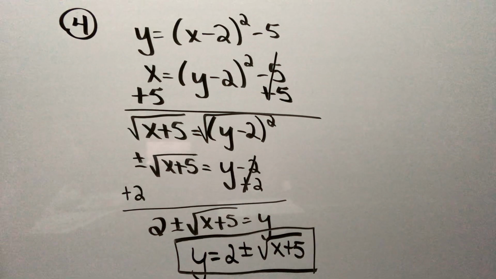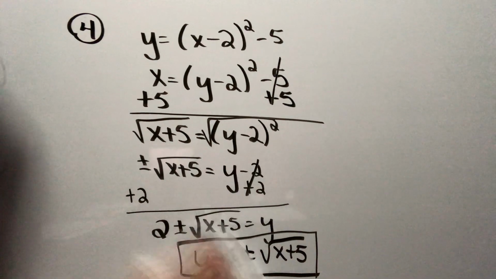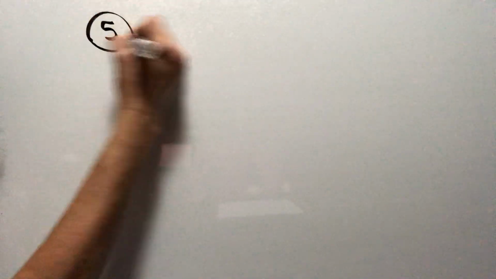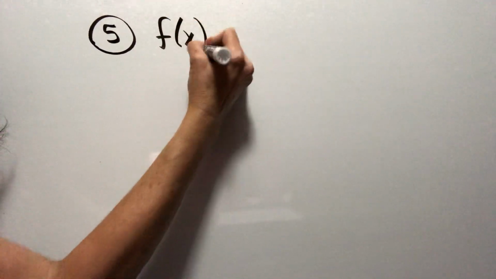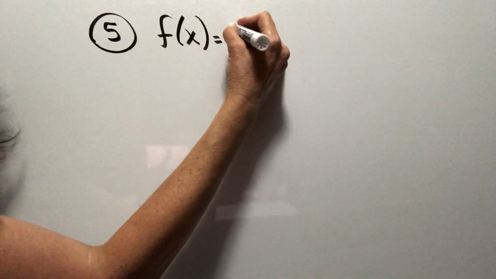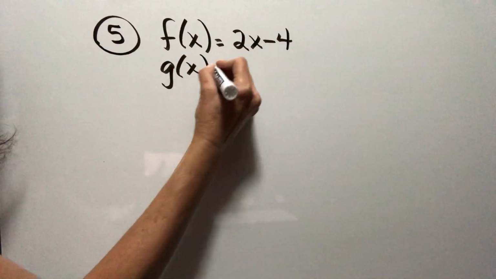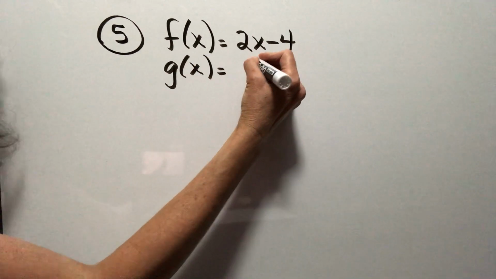Okay, so that would be the front side of your note sheet. There's a couple more things on the back. So let's take a look at number 5. So number 5 gives you two functions. One is f, and that is 2x minus 4. And the other one is g, and that one is 1/2 x plus 2.